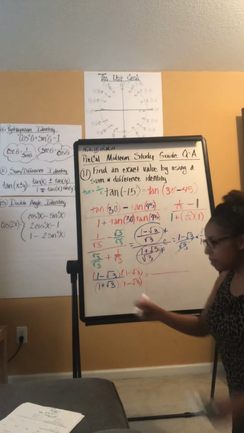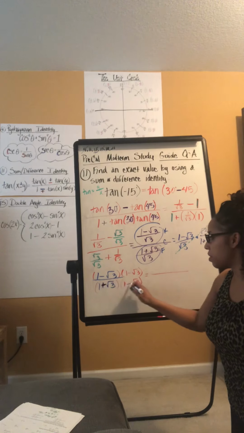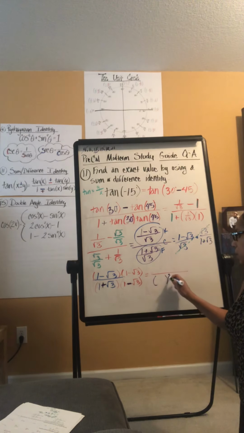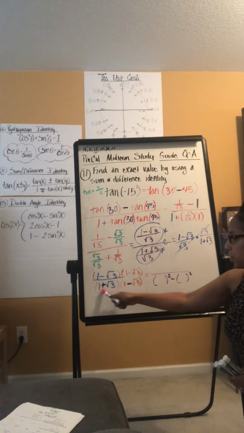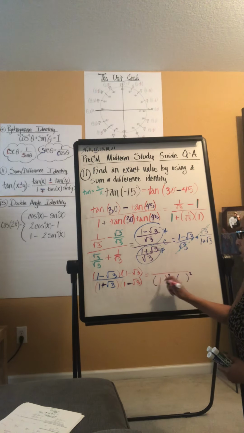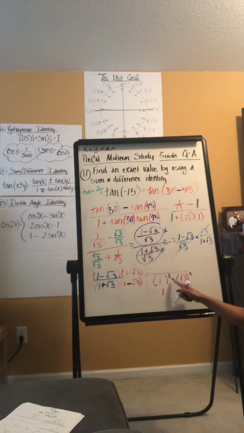Okay, like mentioned, when I have one with a plus and one with a minus, it creates the difference of two squares. So my first number was a 1, and my second number was the square root of 3. 1 squared is 1. The square root of 3 squared is going to cancel and just leave me with the 3. And 1 minus 3 is negative 2. So I know the denominator will be negative 2.